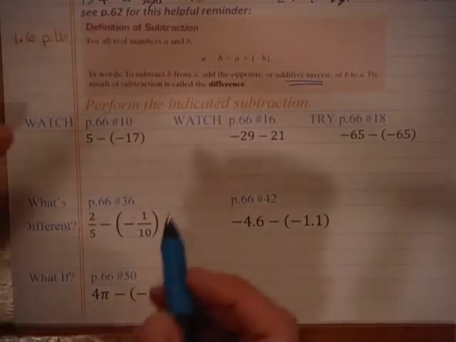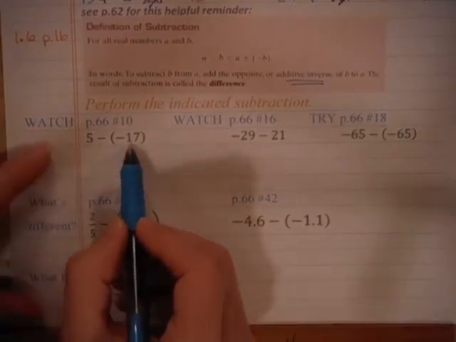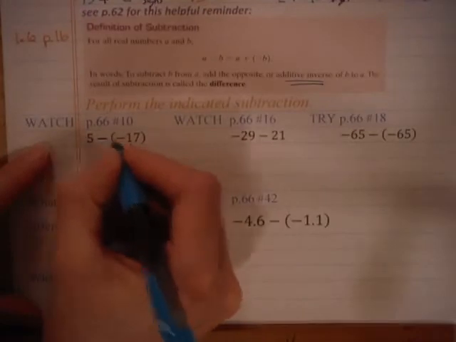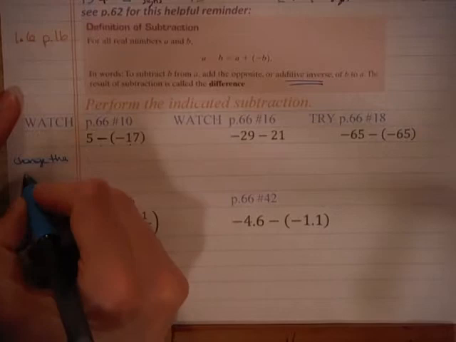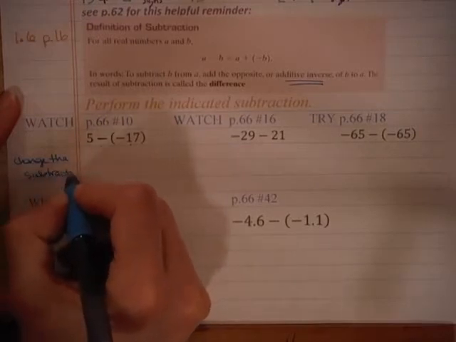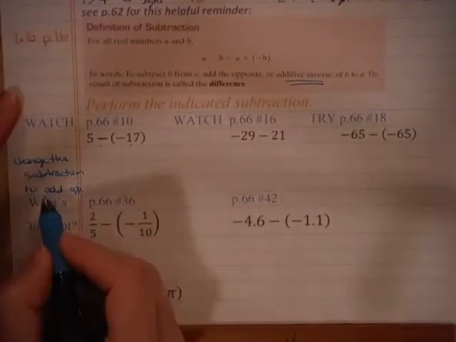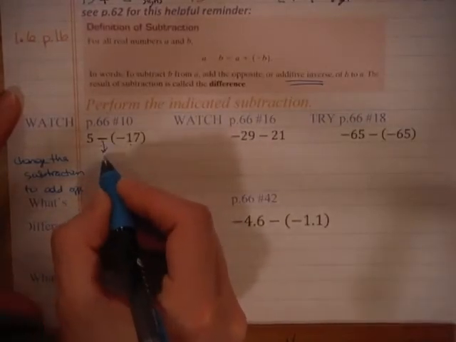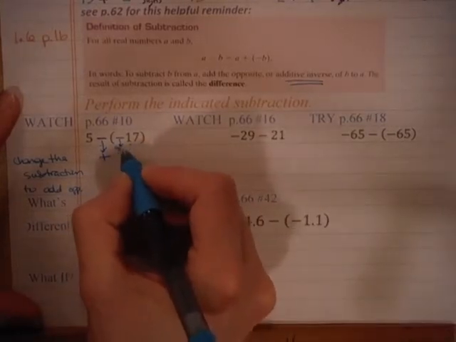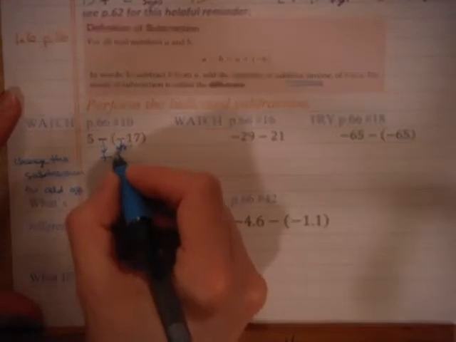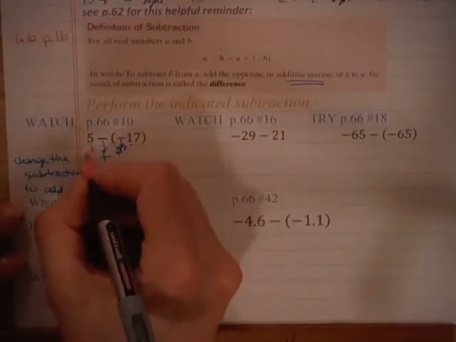We've got number 10, 5 minus a negative 17. So because we're starting at subtraction, you're going to change the subtraction to adding the opposite, which means that you change the subtraction to add, and then we're going to make this the opposite. So instead of a negative 17, it's going to be a positive 17. Okay. So then we'll bring down the 5 and the 17.